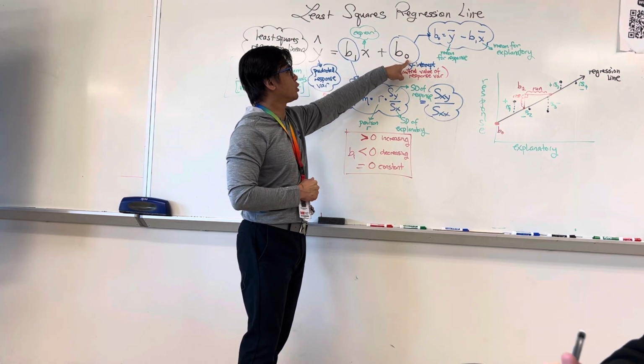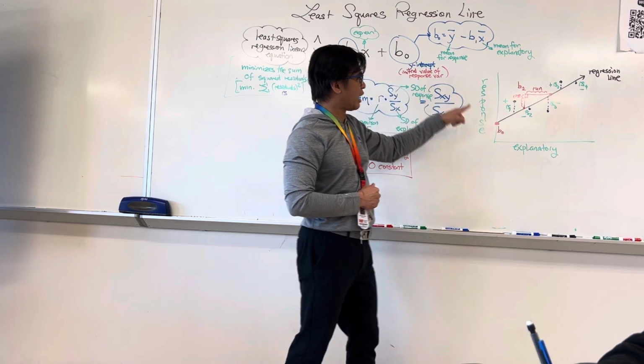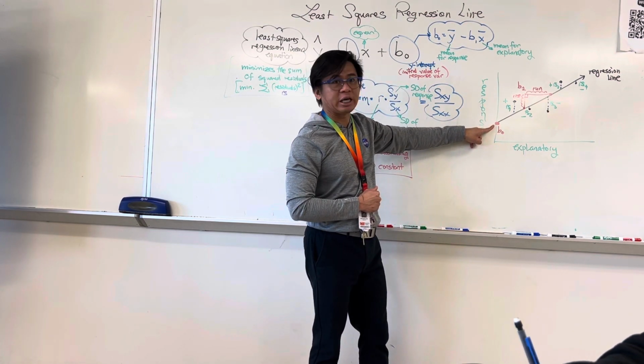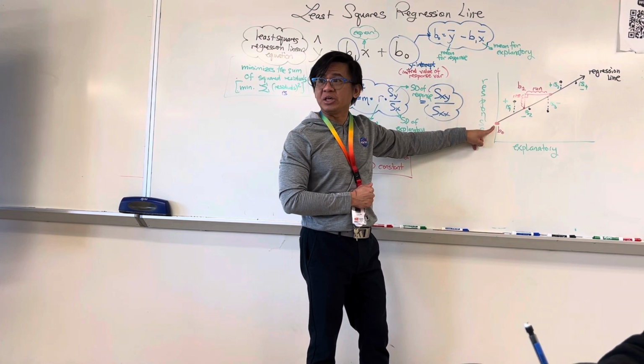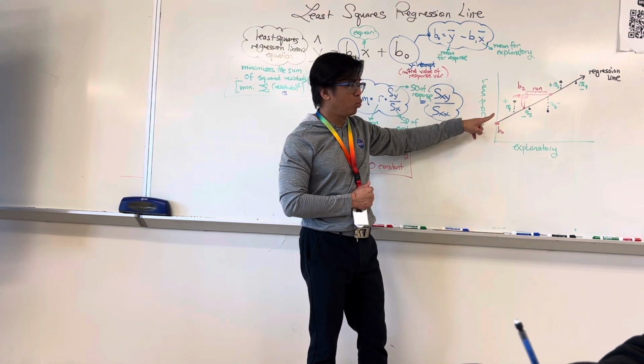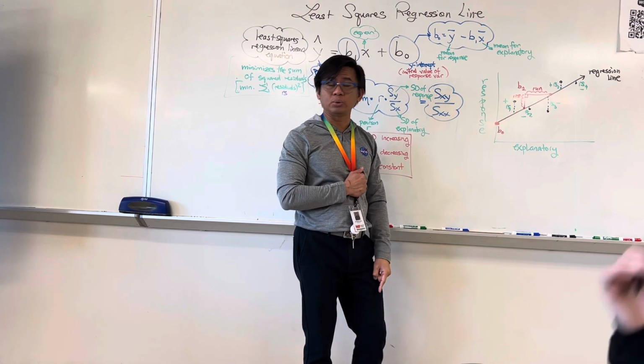And B sub 0 in here is what we call the Y-intercept. What is that? So graphically, B sub 0 is in here, where it hits the Y-axis. Where the regression line hits the Y-axis, that's your B sub 0.